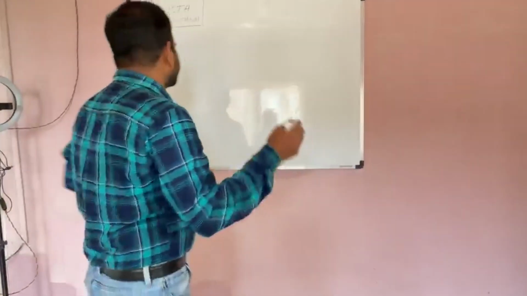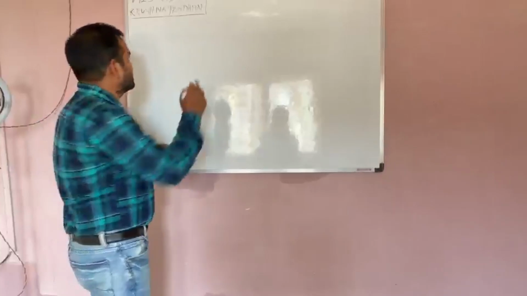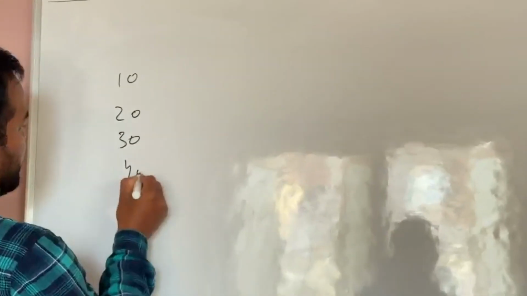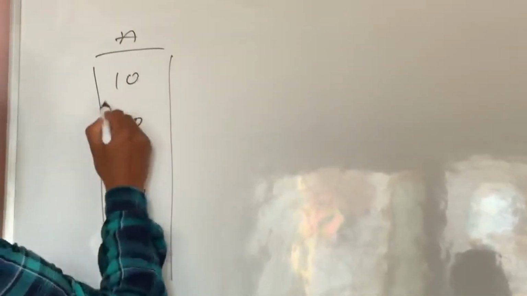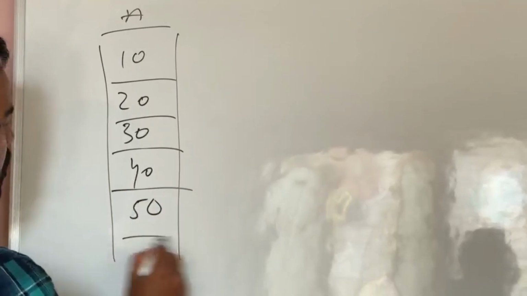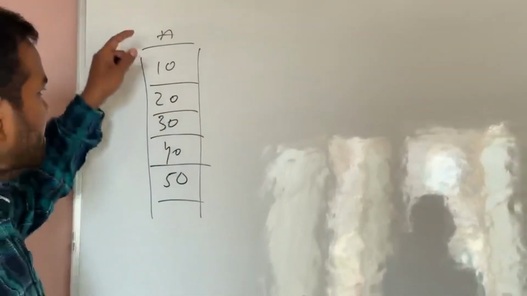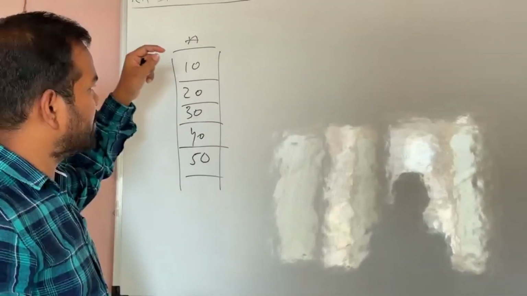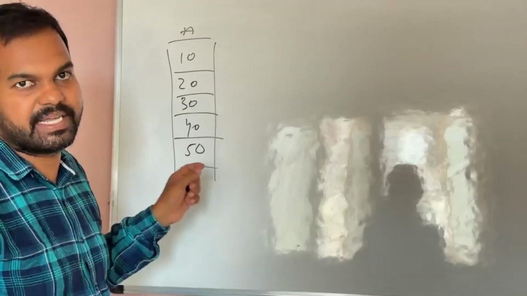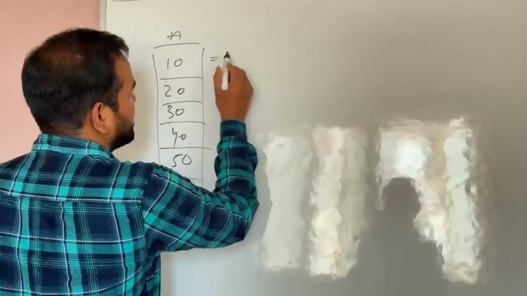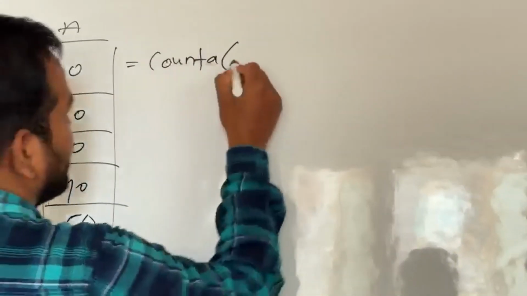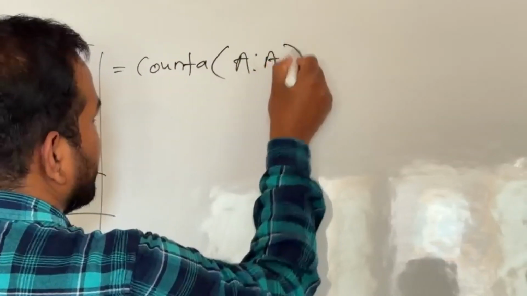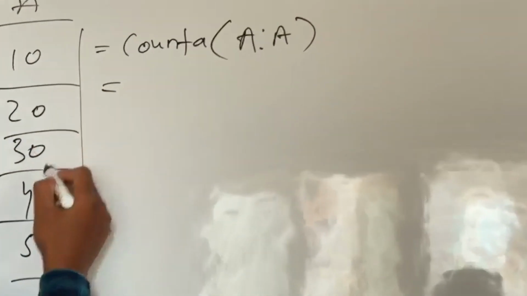Let's do that. See, this is 10, 20, 30, 40, 50. This is my column, A column. I have the cells. If I want to count how many cells are filled with numbers or text, I can write equals COUNTA, then take this entire range A colon A. Then I will get the output 1, 2, 3, 4, 5.